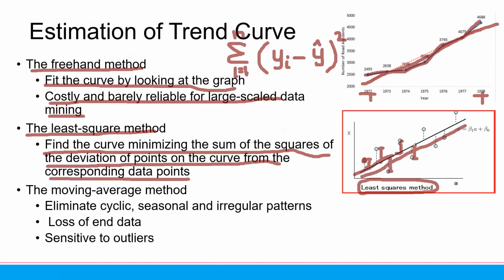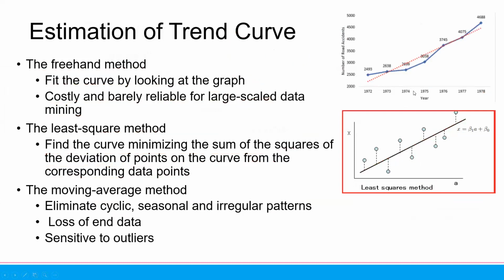And we know that this line can be expressed as this equation: x equals beta 1 a plus beta 0. So we want to know, if we draw this line, how big is the error? We call this the least square method. We can have another method, we call it the moving average method.